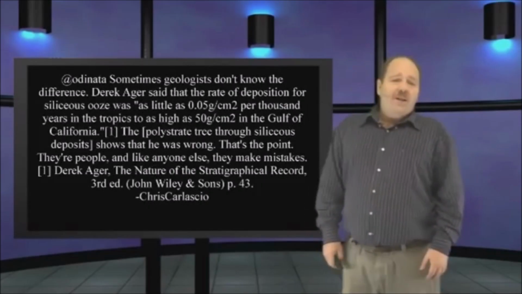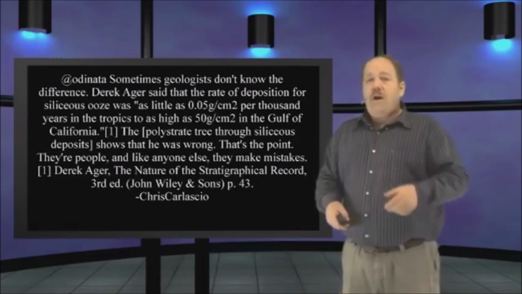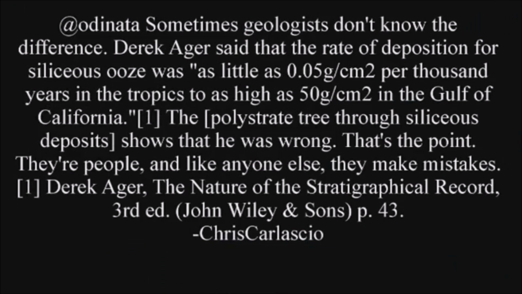As for Derek Ager's comments about the catastrophes interspersed with long periods of time, I thought Chris Carlecchio did a great job dismantling that idea. Sometimes geologists don't know the difference. Derek Ager said that the rate of deposition for siliceous ooze was as little as 0.05 grams per square centimeter per 1,000 years in the tropics to as high as 50 grams per square centimeter in the Gulf of California. The polystrate tree through siliceous deposits shows that he was wrong. That's the point. They're people, and like anyone else, they make mistakes.